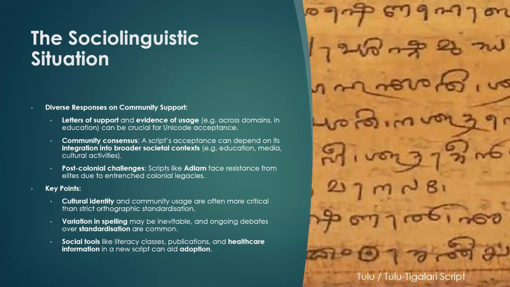Some key points are that cultural identity and community usage are often more critical than strict orthographic standardization or linguistic fit. Variation in spelling may be inevitable, and ongoing debates over standardization are common, so it's important to keep this in mind. Social tools like literacy classes, publications, and even healthcare information in a new script can aid in adoption and in the community's acceptance and mentality about a script. I think it was Wancho. They produced information about clean water initiatives and prenatal health care in the script to try to get people to see its usability and practicality.